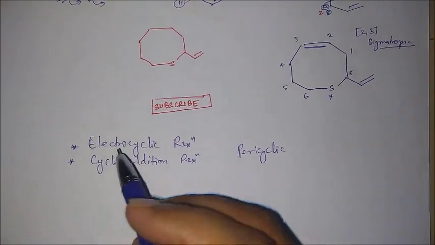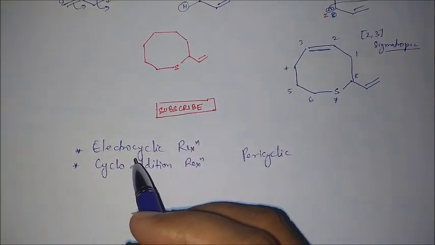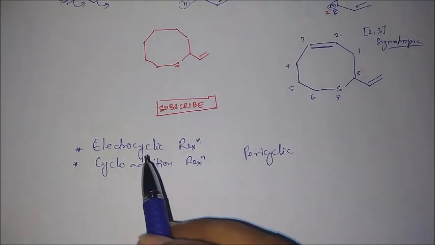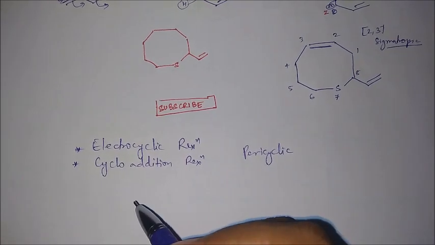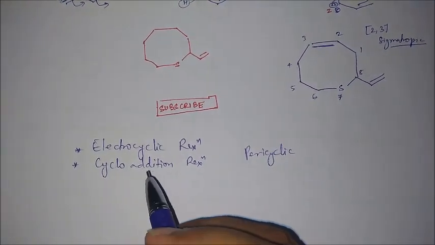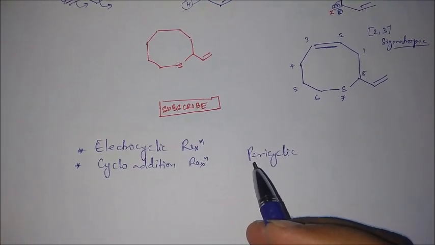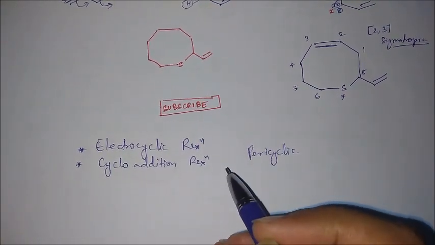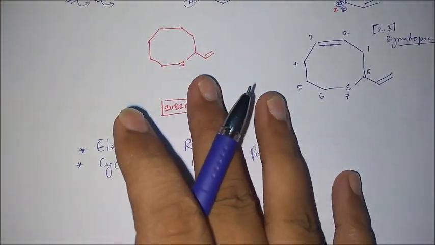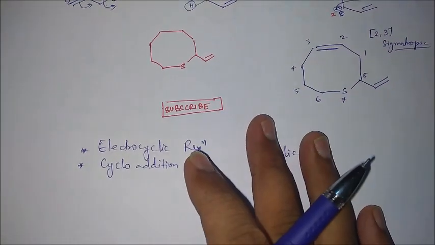By now we have completed three reactions, three videos and three topics of your pericyclic reaction. One was the electrocyclic reaction, which we did earlier, then the cycloaddition reaction, and now today we have done the sigmatropic reaction as well. These three topics are the major portion of your pericyclic reaction. If you watch these three videos, I hope one portion of your CSIR NET syllabus is complete and you will be able to do questions in the exam.